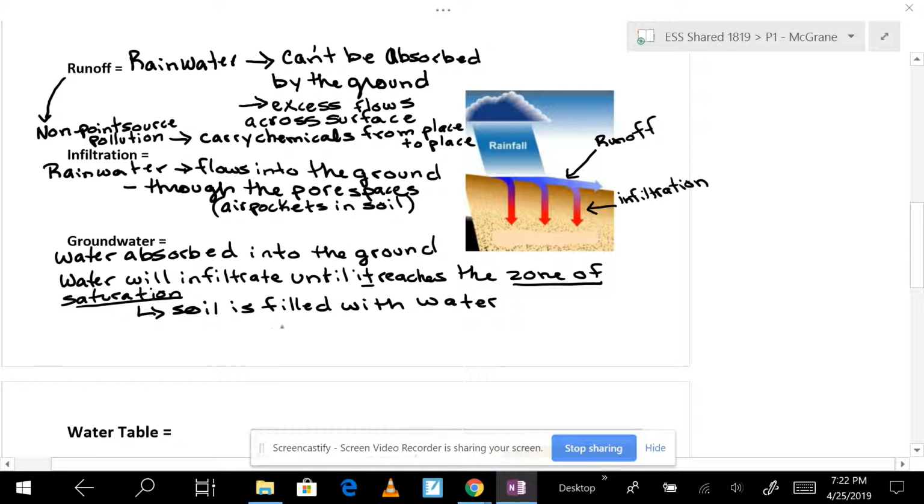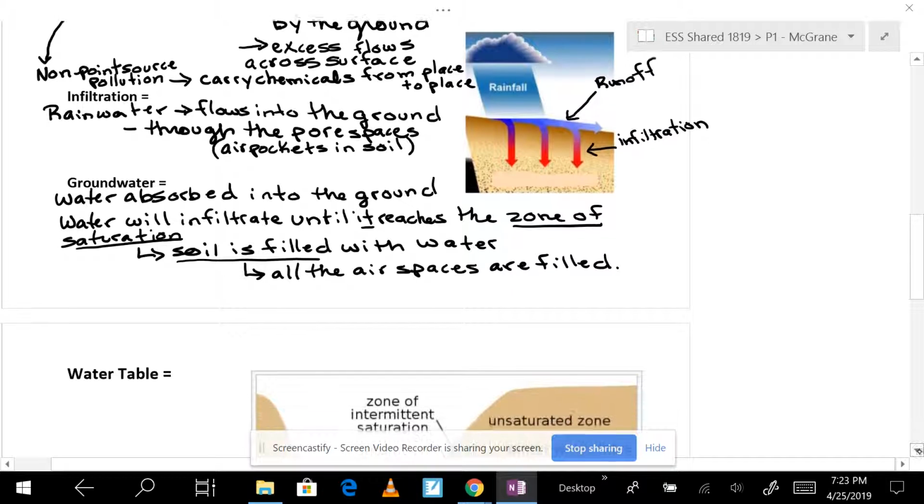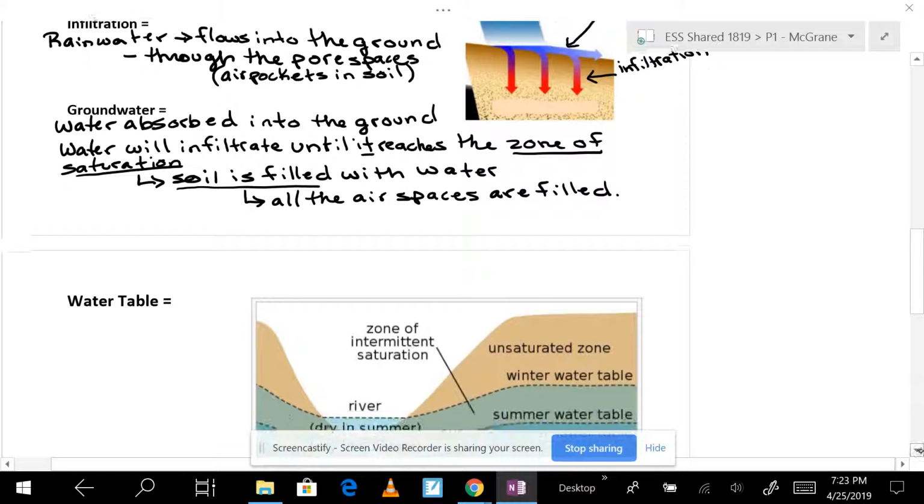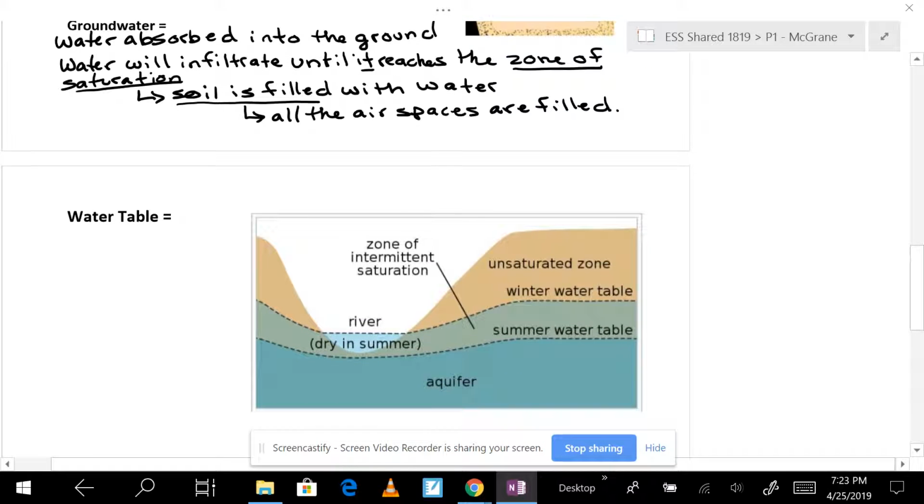Okay, so when we're saying that the soil is filled, we mean that all the air spaces in between the particles, those pore spaces, are filled. Filled up, no more. That's the water table. Let's talk about that. Here's a great picture of the water table.